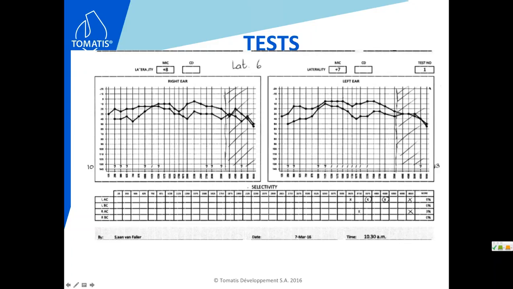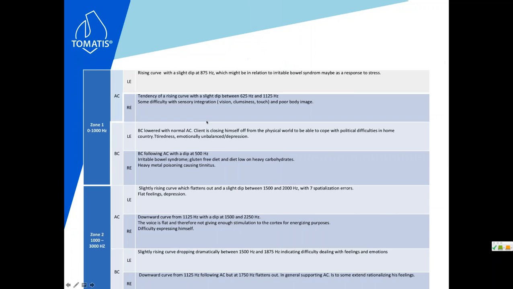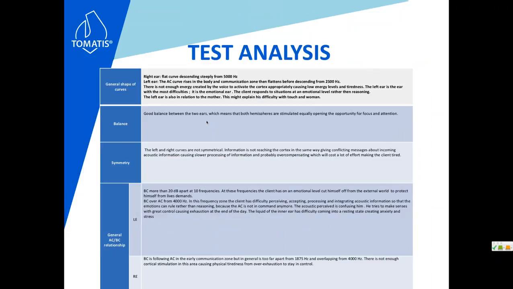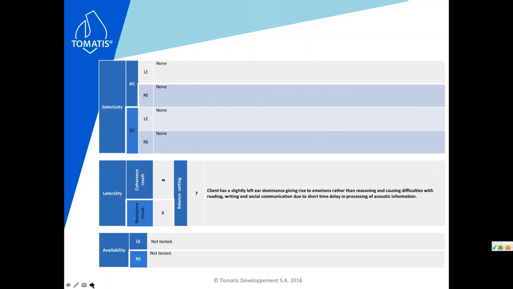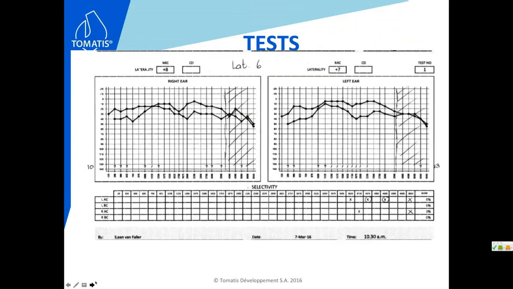What can you tell us about this test? Sorry, what I can tell about this graph? This is for the first test? Yes, it is. For the right ear, there's a flat curve descending from 5,000 hertz. Do you have this on so I can put the test and you can just go through it? I'll just have a quick look.